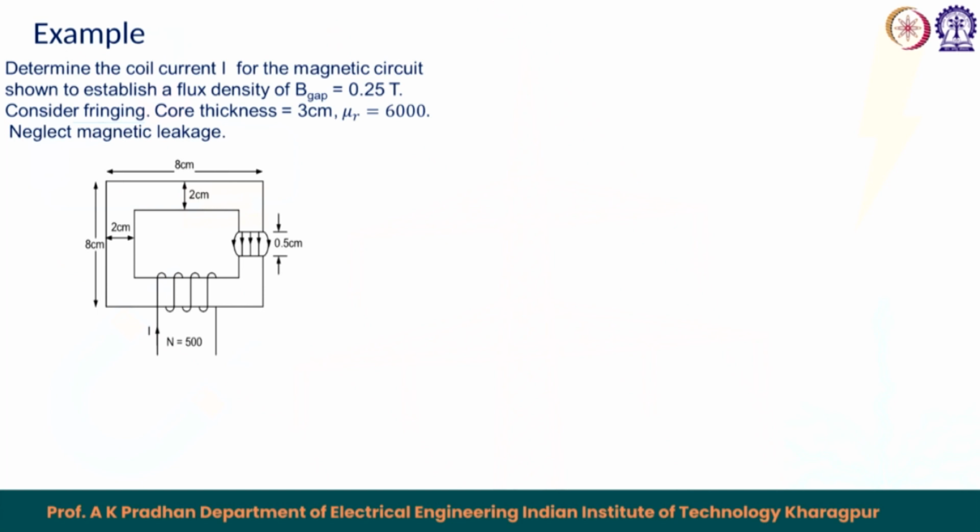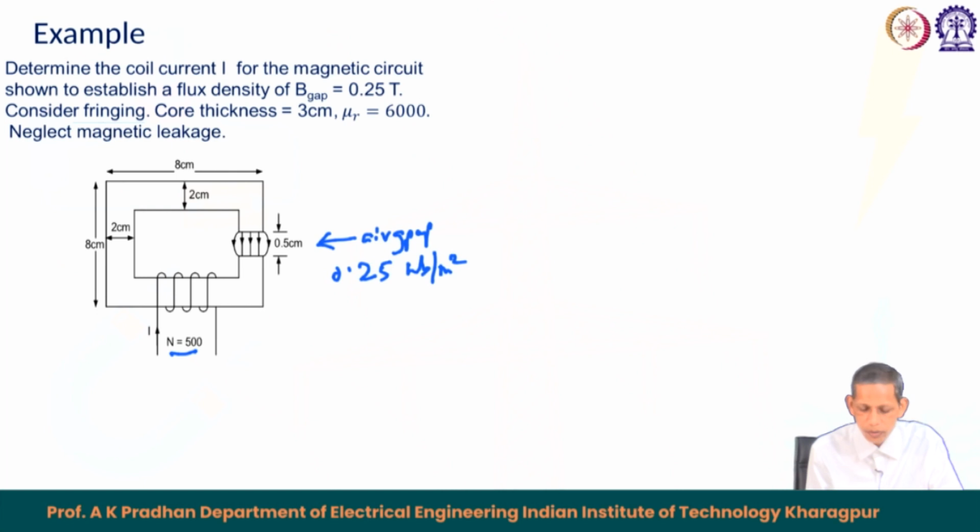Now, I will go to another example. The question here is like this: a magnetic core with a coil with number of turns n equals 500, and there is an air gap in this case. The question is to determine the coil current I for the magnetic circuit shown, to establish a flux density B gap of 0.25 Weber per meter square, or Tesla, in the air gap. Consider fringing. So, fringing is not neglected here; we are considering fringing.